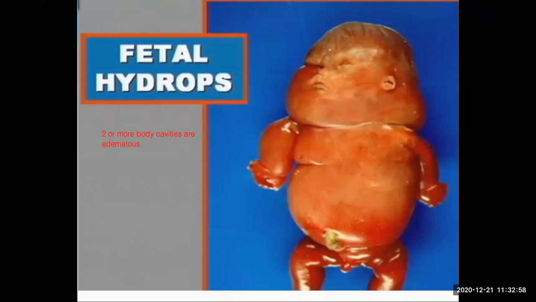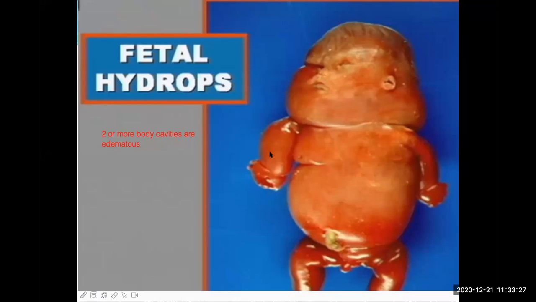But if we talk about the edematous condition, then we are concerned about three main cavities. Those are pleural cavity, pericardial cavity, and peritoneal cavity. And the fourth one, though this is not a real cavity, is called the subcutaneous layer or subcutaneous space. That is also hugely edematous here.